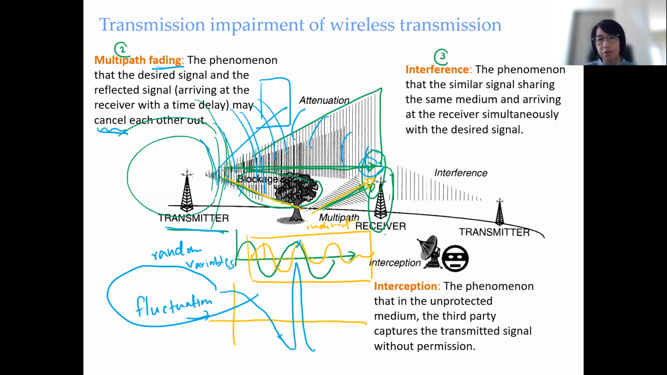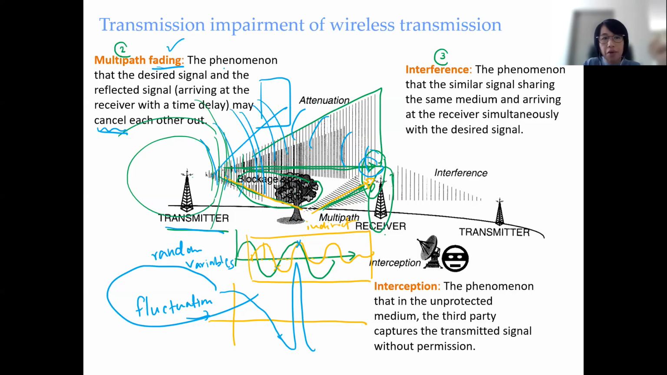And at the receiver side, it's very difficult to distinguish what actually is the direct path, and which is the yellow one or the blue one. It's very difficult to distinguish it. But today I would like to introduce how to improve the quality of the signal if you face this problem. Okay. So this is multi-path fading.